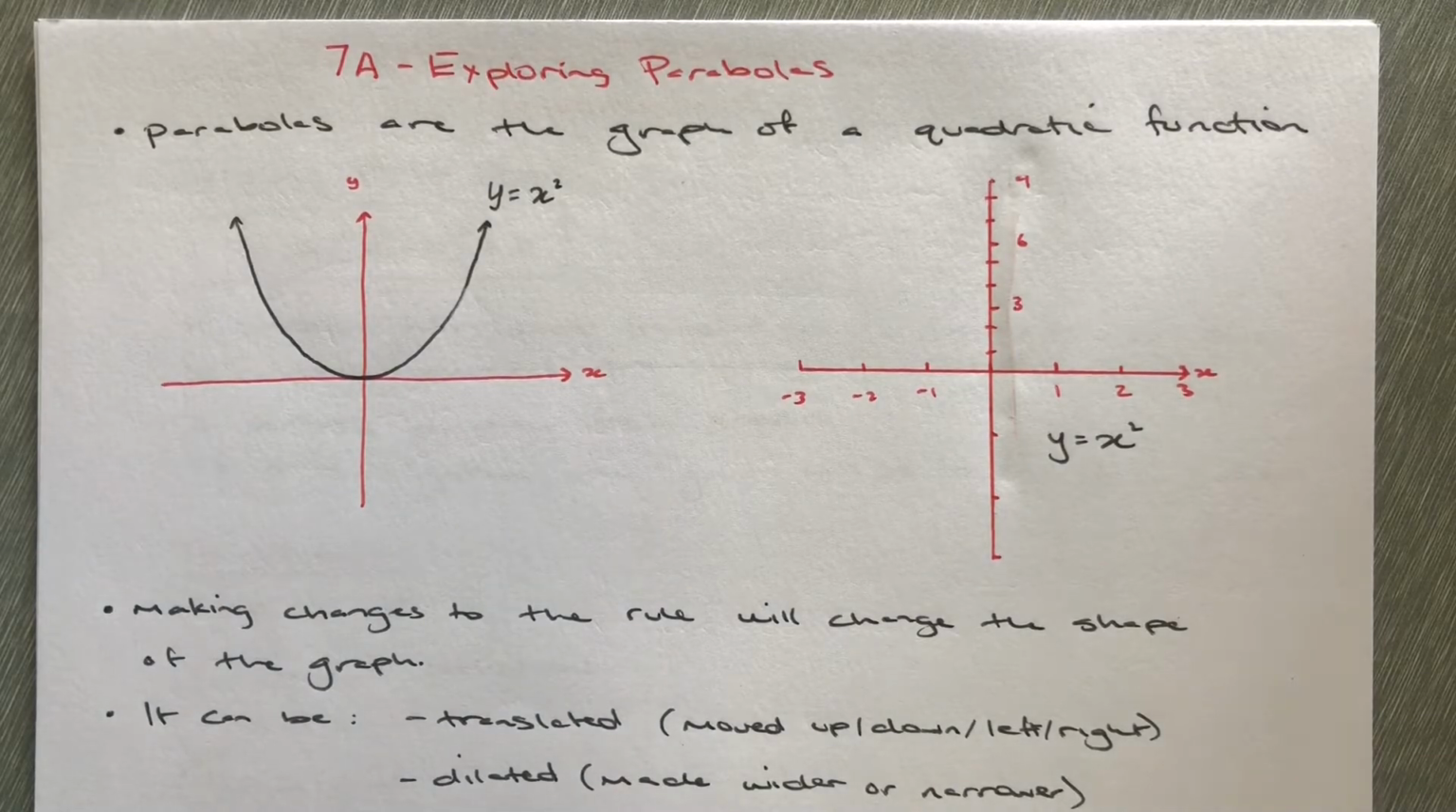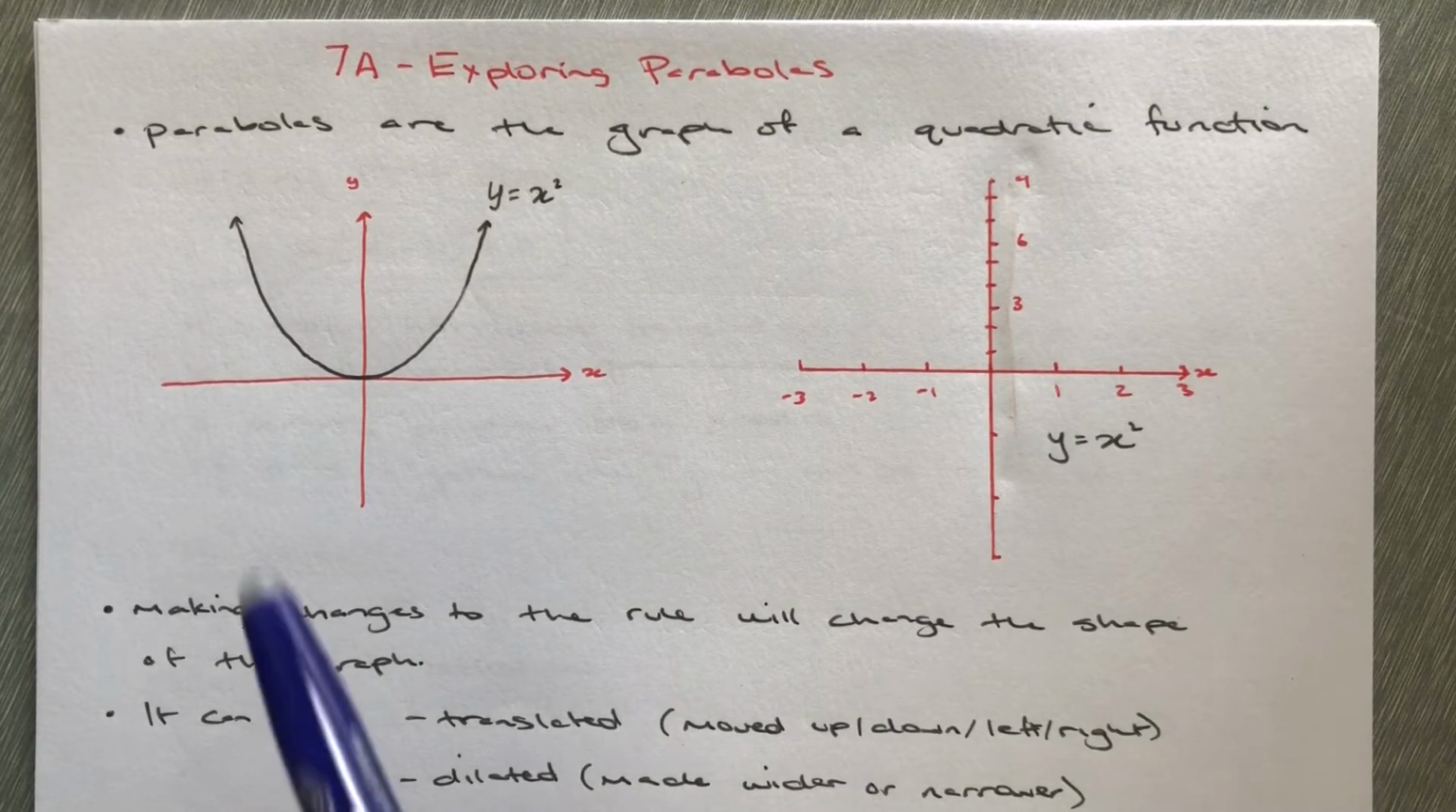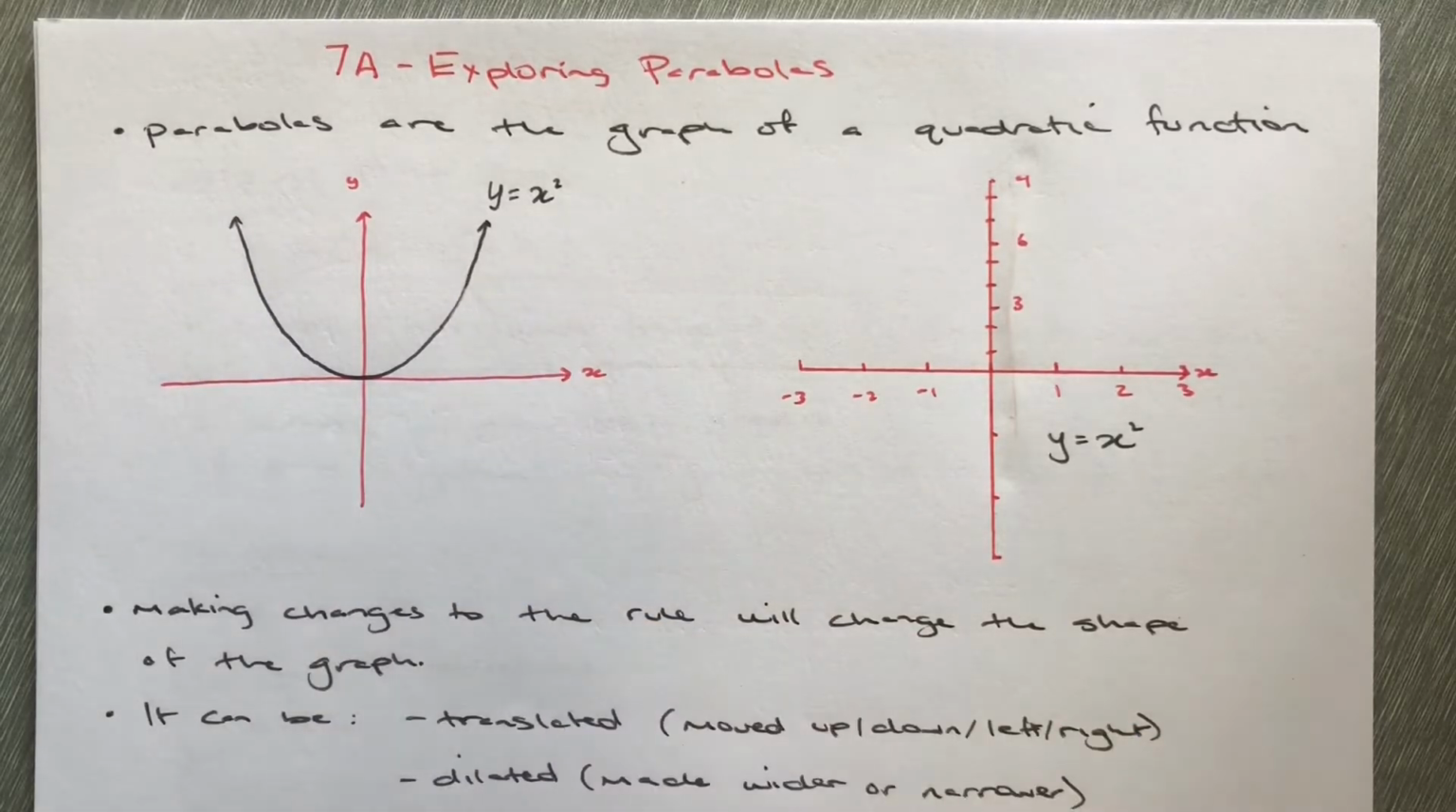Hey Year 10. So what we've been doing recently is looking at quadratic functions. More specifically, we've been solving those quadratic functions. But now we're going to look more closely at the graphs. Okay, so we might see this shape here. This is called a parabola, and that's the graph of a quadratic function. That's the shape that the function makes.